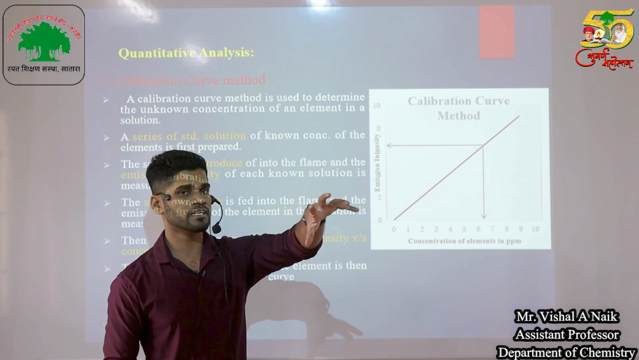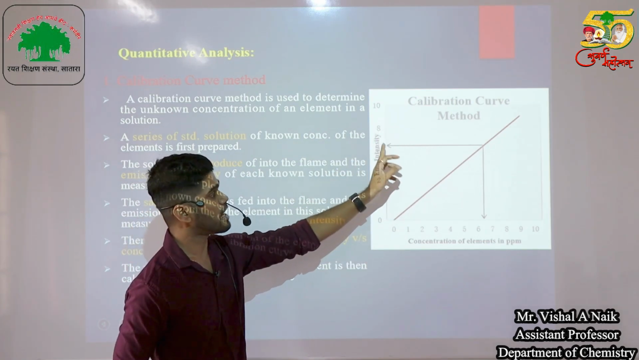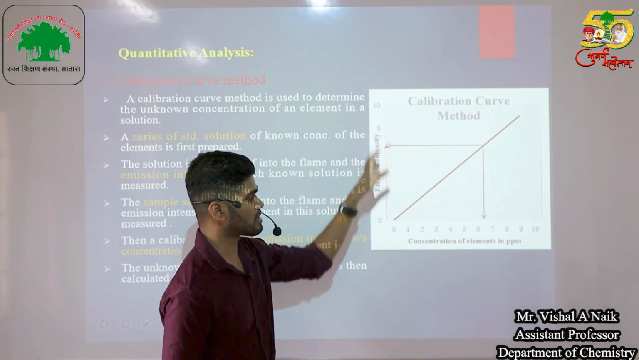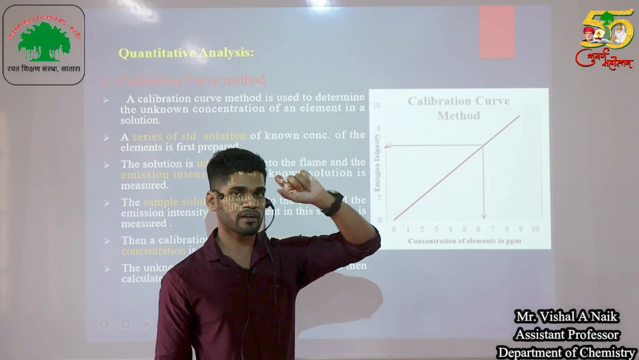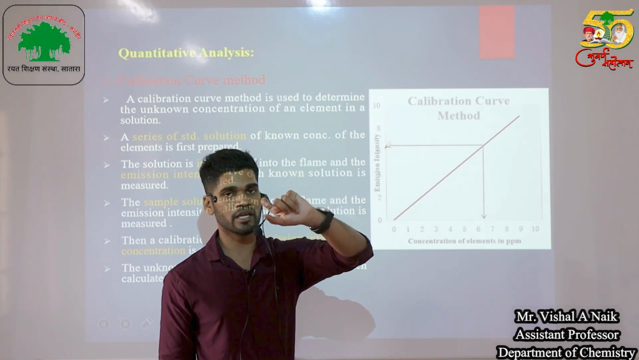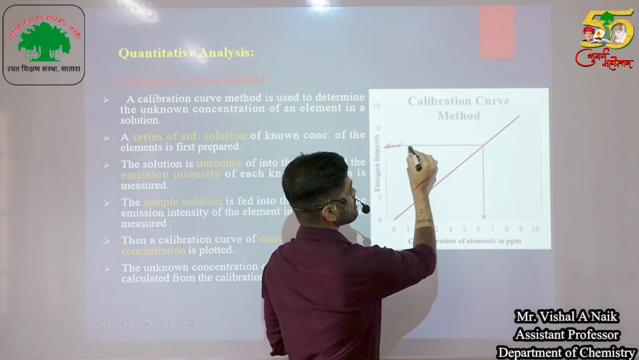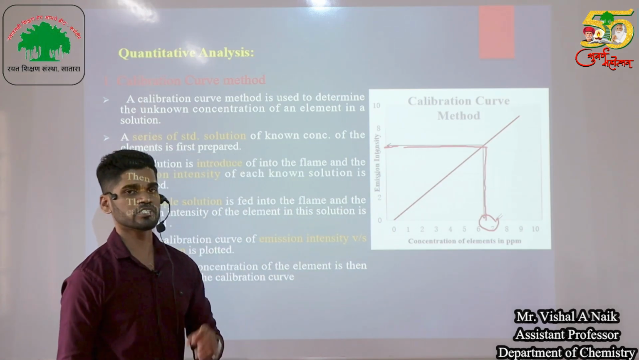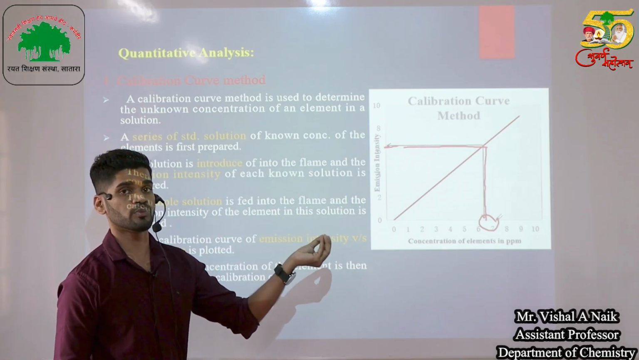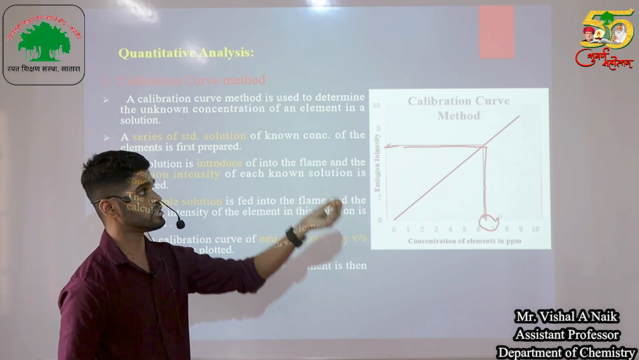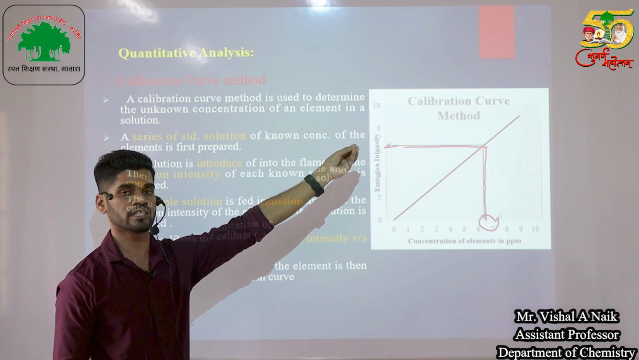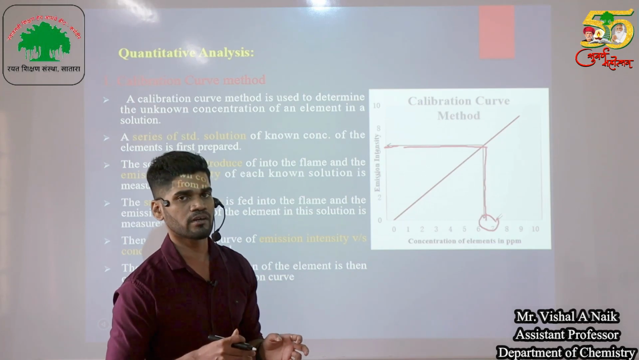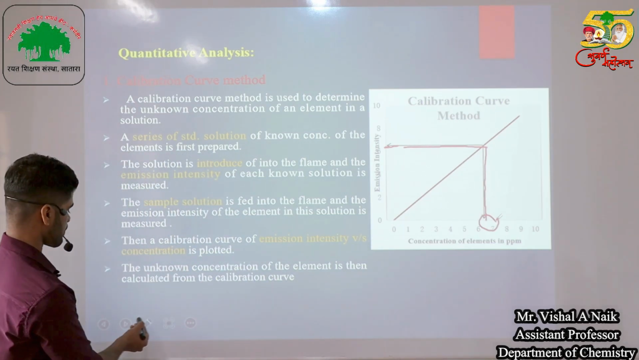After aspirating, we get the emission intensity, and by using the standard solutions we prepare this graph. Then our sample has a particular emission intensity. By using that emission intensity and this graph, we determine the concentration of the unknown solution. This is a very simple method which is used in the software of the instrument. This is the widely used method for quantitative analysis of any kind. In AAS also we use this method. So this is the calibration curve method.